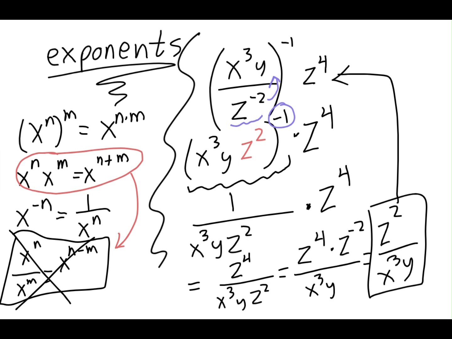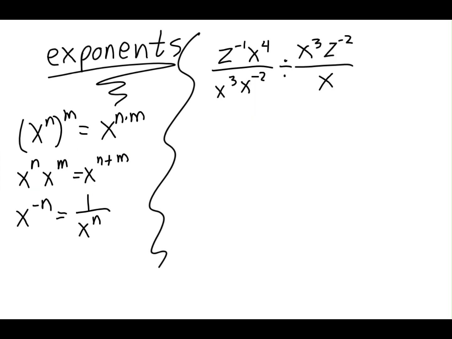I do have one more example, so let's do that. So now it's getting a little more complicated. We have z to the negative 1 x to the fourth over x cubed x to the negative 2. And that's going to be divided by x cubed z to the negative 2 over x. Whew. All right, so earlier I said let's start by eliminating the negative powers. And if you want to do that, go ahead. But one of the things I love about math is there's so many different ways. Pick and choose. I'm probably not going to do this problem the same way twice.